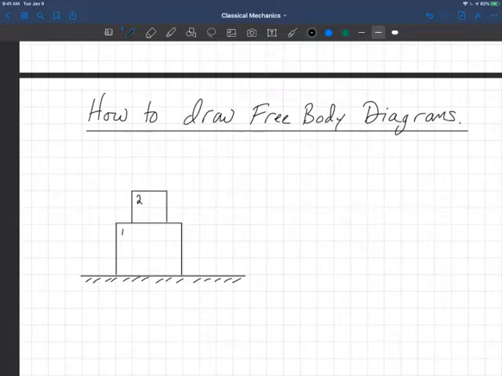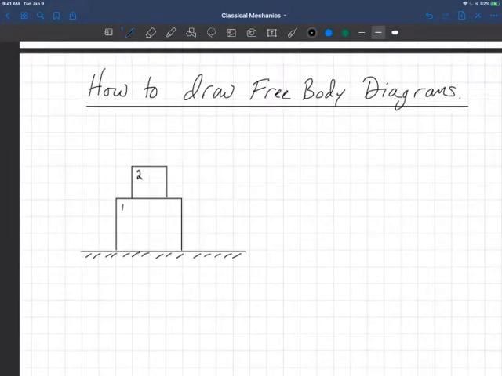Today I'm going to be teaching you the basics of how to draw free body diagrams, just in case you didn't learn how to do this properly in Physics 150. This is a skill that I admittedly did not learn when I took Physics 150.